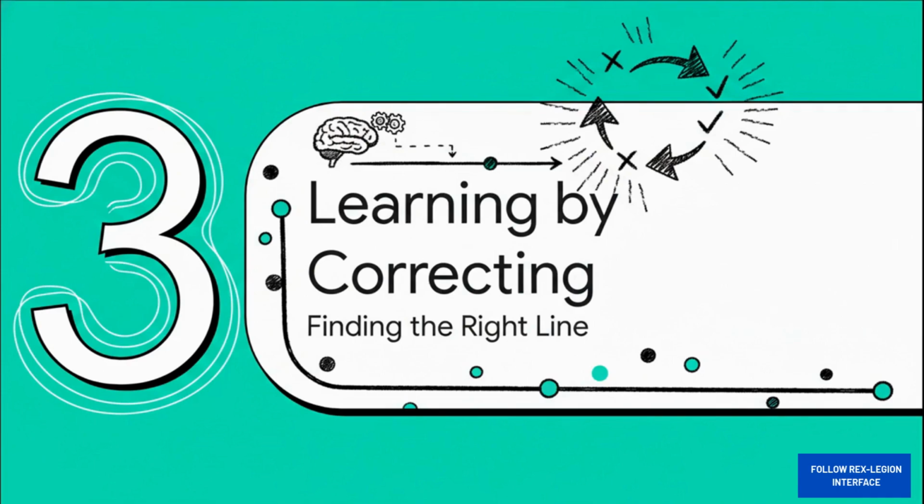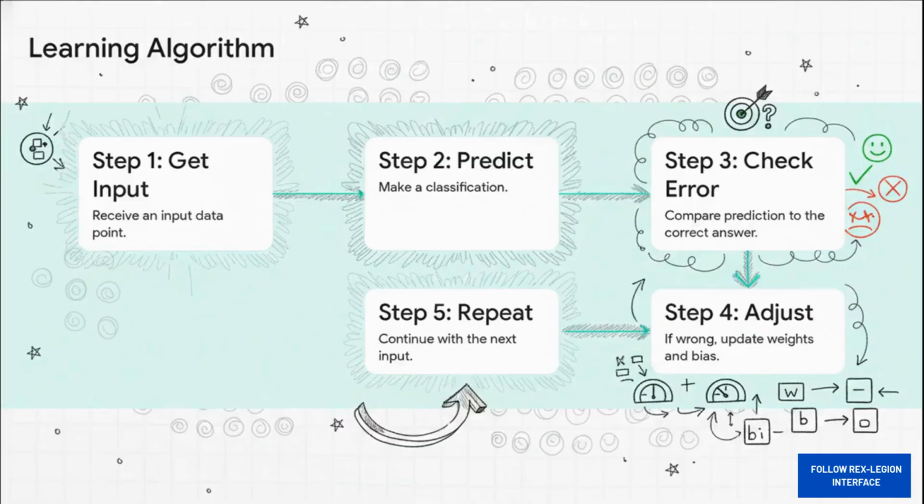It literally learns by correcting its own mistakes. The process is this really elegant loop. First, it gets an input and makes a guess, a prediction. Then it checks. Was I right or was I wrong? If it was wrong, it makes a tiny adjustment to its importance scores, those weights and the bias, to nudge that decision line just a little bit closer to where it should be. And then it just does it again and again and again. With every single mistake, it gets a little bit smarter.